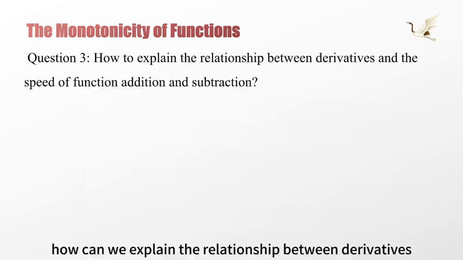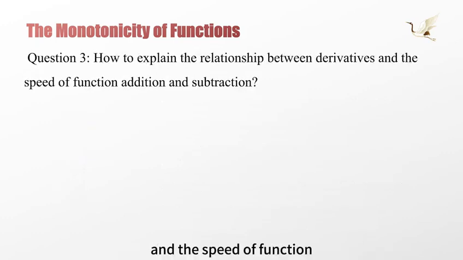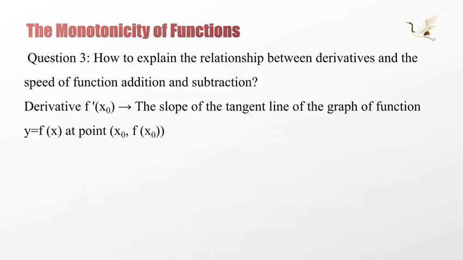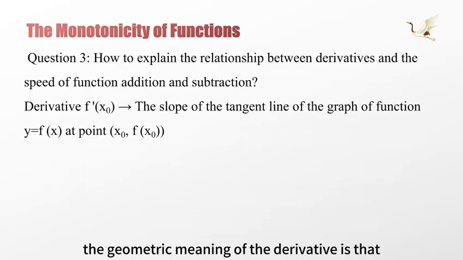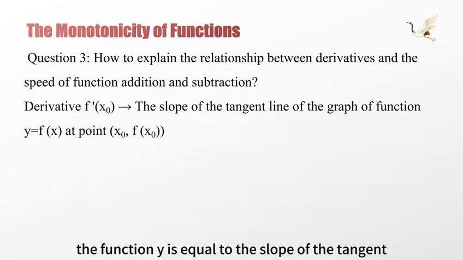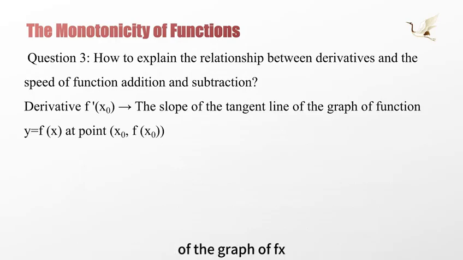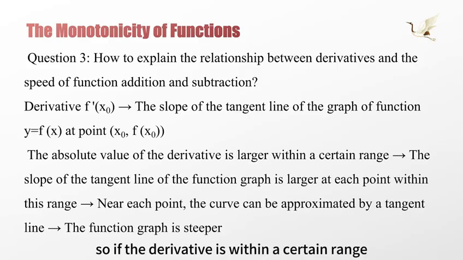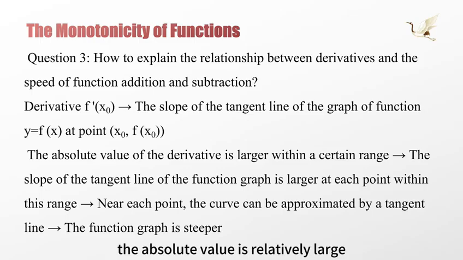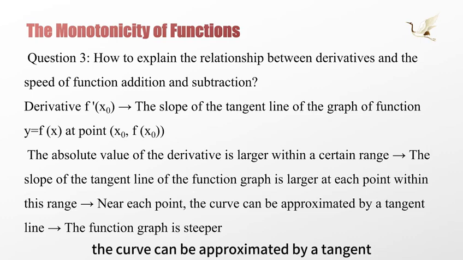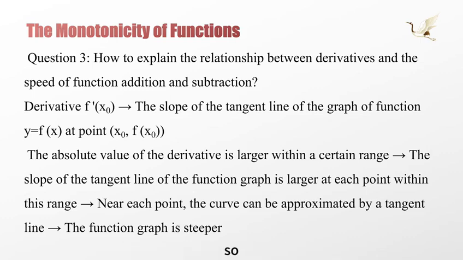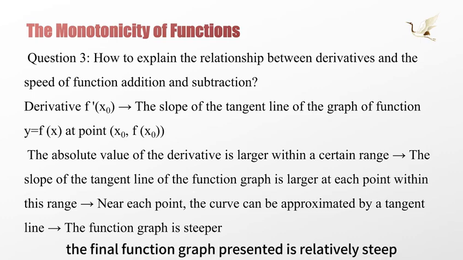How can we explain the relationship between derivatives and the speed of function increase or decrease? We know that at x0, the geometric meaning of the derivative is the slope of the tangent to the graph of y equals f(x) at the point (x0, f(x0)). So, if the absolute value of the derivative is relatively large within a certain range, this means that the slope of the tangent at each point in the function graph is relatively large within this range. And we know that near each point, the curve can be approximated by a tangent. So the final function graph presented is relatively steep.